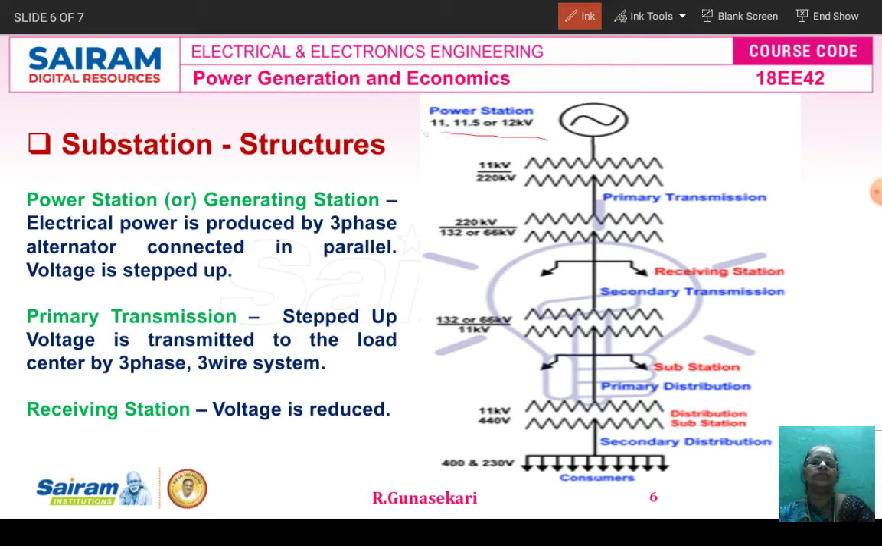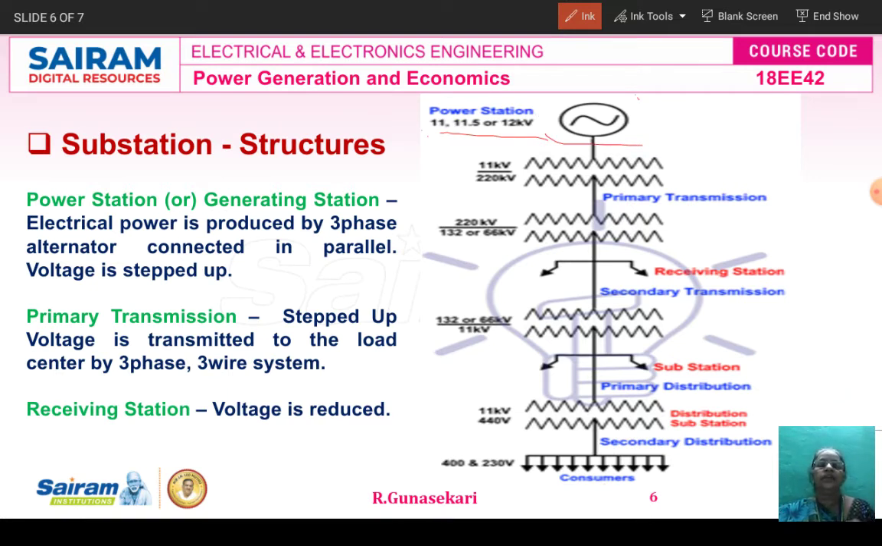In the power station, what are the voltages? I am taking the example, maybe 11 kV generated, or 11.5 kV, or 12 kV generated. I am taking that example only. In the power station or the generating station, what process happens? The electric power is produced by the three-phase alternator. This is the alternator, that is the symbol. That is the power generation.